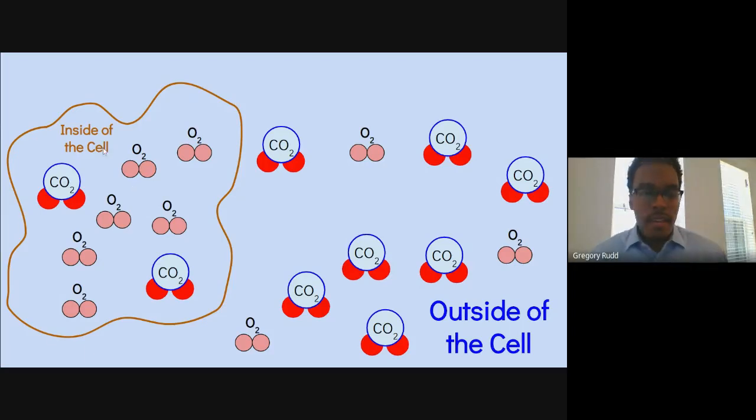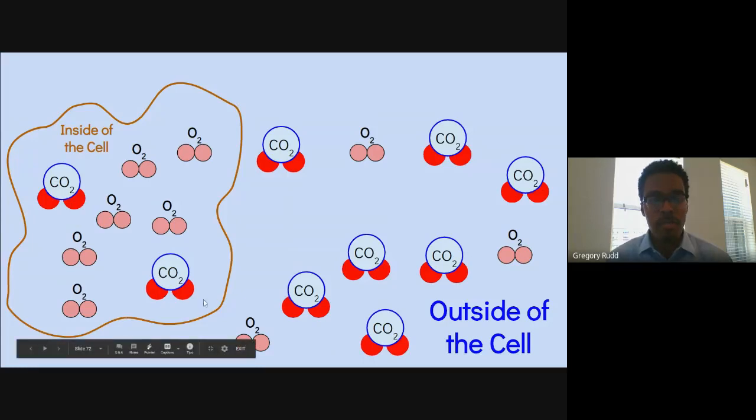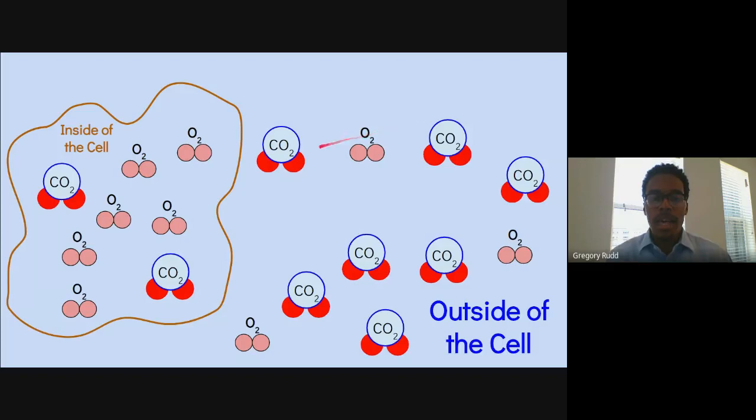We've got the inside of the cell here. We've got a cell membrane. It's kind of represented in this burnt orange color. And on the inside of the cell, we've got carbon dioxide and oxygen. And we also have carbon dioxide and oxygen on the outside of the cell. But we can see that their concentration is a little bit different. So can someone come off of mute and tell me where is the concentration of CO2? Where is the concentration of carbon dioxide higher? Is it higher on the inside or on the outside?